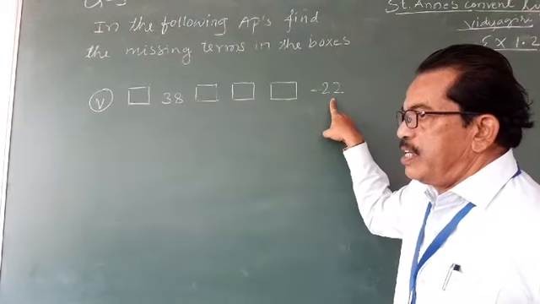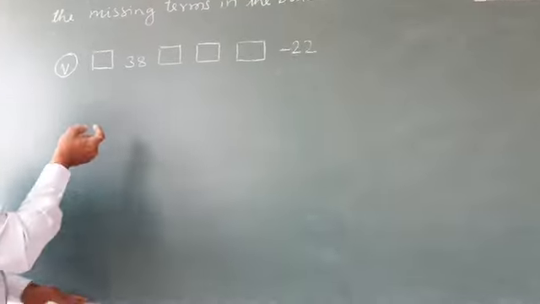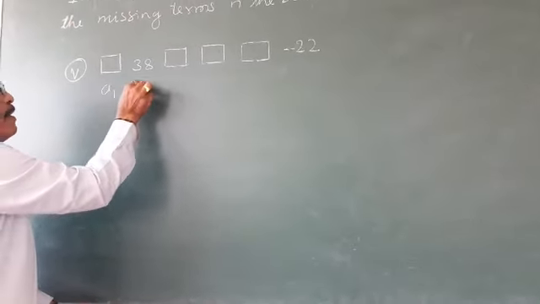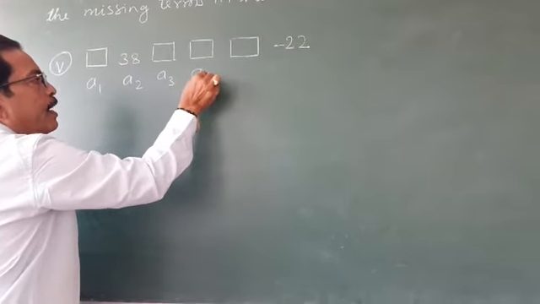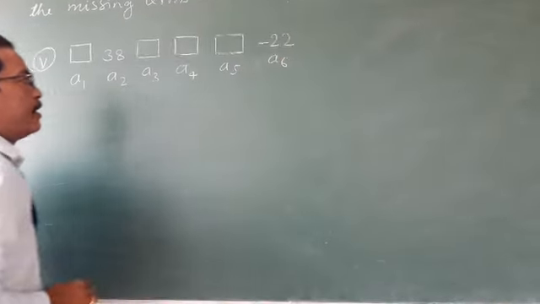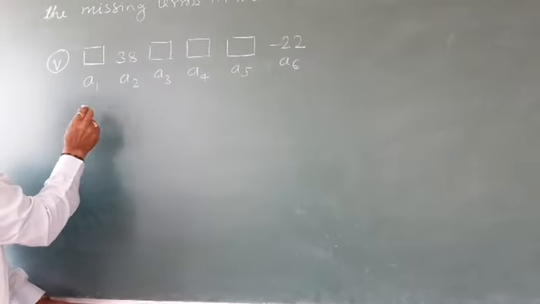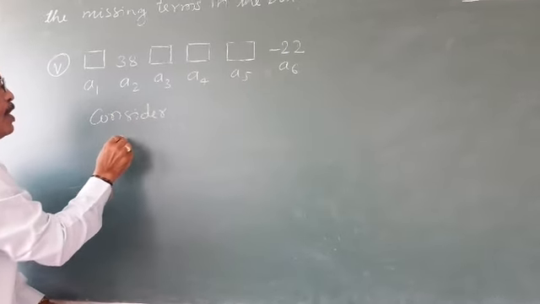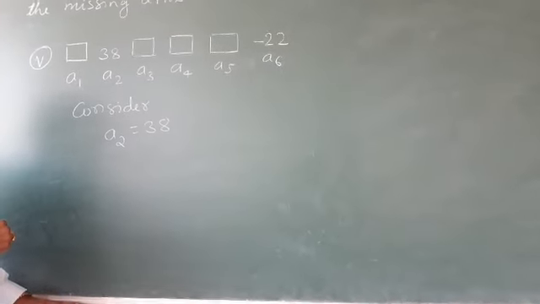This one is sixth. So let us adopt the previous method that we have used. This one indicates A1, A2, A3, A4, A5, A6. Okay, now consider the values given. That is, consider A2 equals 38.